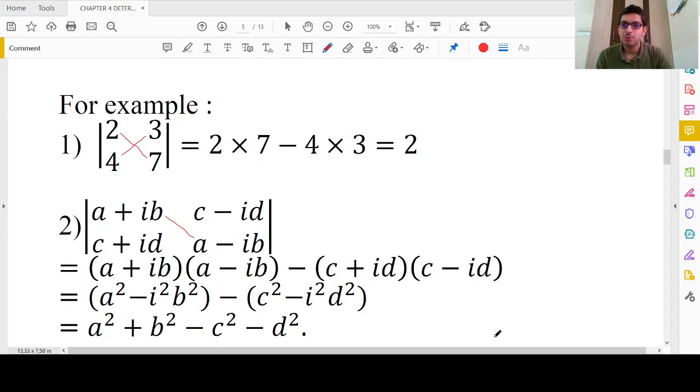So that is a square plus b square minus c square minus d square. So for a 2 by 2 determinant, that is, the determinant of a 2 by 2 matrix, find the product of the diagonal elements minus the product of the non-diagonal elements.